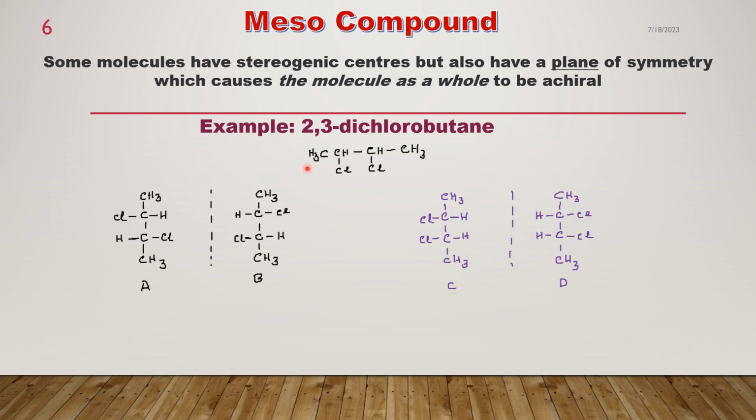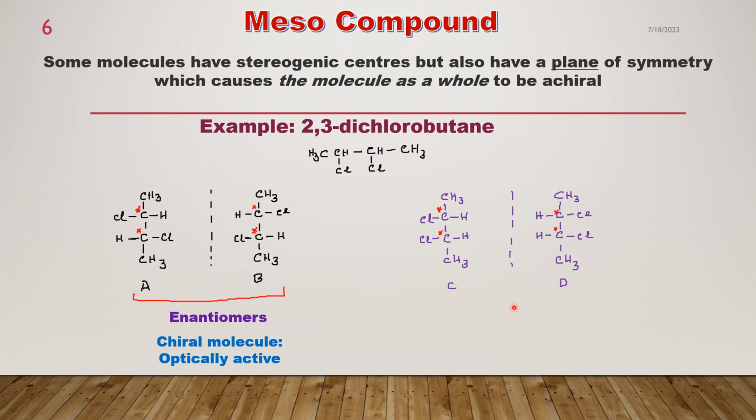Here I have taken one example, 2,3-dichlorobutane, and have drawn the structure as a Fischer projection. So there are two types of Fischer projection drawn, compound A and compound C. A and B are non-superimposable mirror images of each other. They contain two chiral centers. So they are enantiomers, chiral molecules, that means optically active.